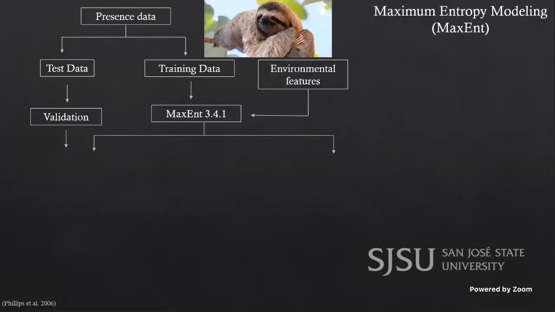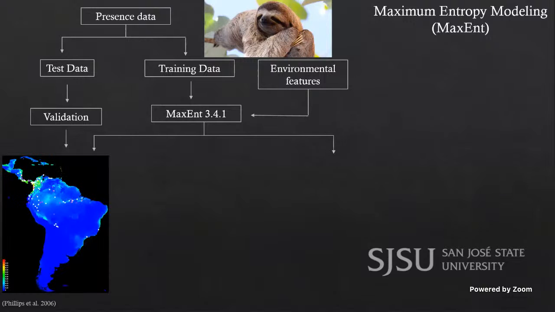Presence data are split into test and training data, with 25% of the presence in test data, and this is used for model validation, where the training data and environmental features are plugged into MaxEnt, and the algorithm will spit out several figures and tables, which I will be walking you through from left to right. Initially, you will get a habitat suitability index model such as these. This is on a logarithmic scale, ranging from red to blue, red indicating a high likelihood of finding sloths, whereas the blue indicates a low likelihood.